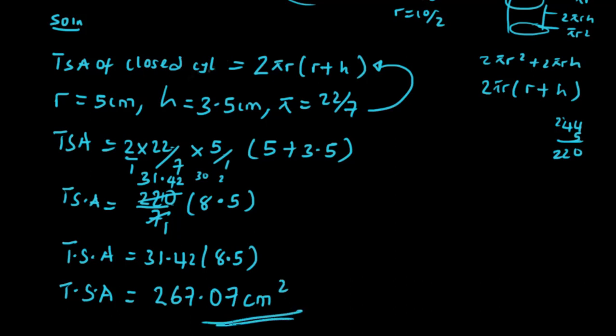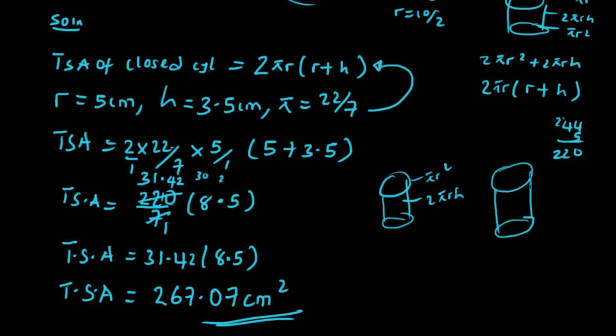This is the answer. Now don't forget that the total surface area of an open cylinder is pi r square plus 2 pi r h. You can now go on to factorize. And the total surface area for a closed cylinder, also known as a solid cylinder, is pi r square plus pi r square plus 2 pi r h. And if you add all together, you'll be having 2 pi r square plus 2 pi r h, and then you can go on to factorize.